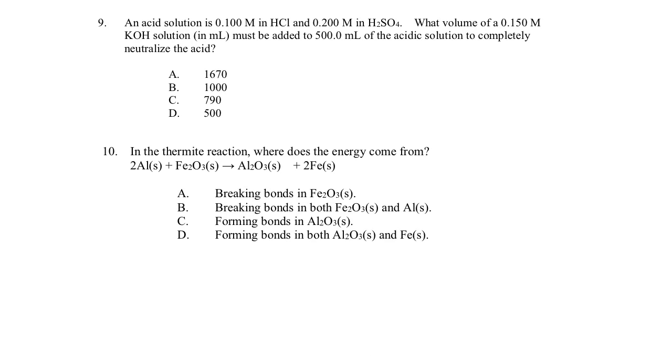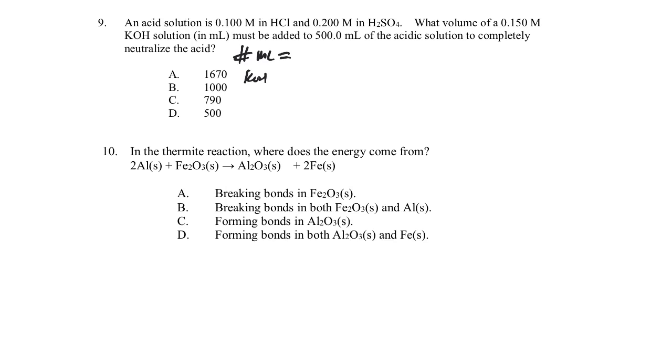So an acid solution is 0.1 molar in HCl, 0.2 molar in H2SO4. What volume of 0.5 molar KOH must be added to 500 milliliters of the acidic solution to completely neutralize the acid? Okay, let's try to solve this with dimensional analysis. So what volume of the KOH solution in milliliters is what we're looking for?